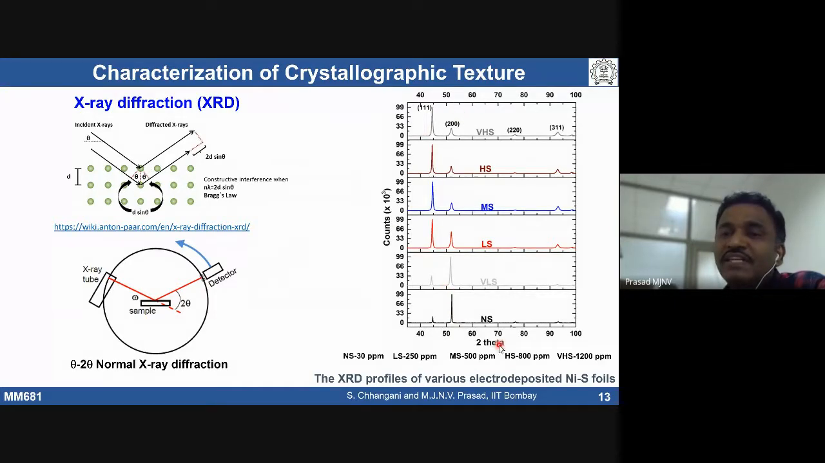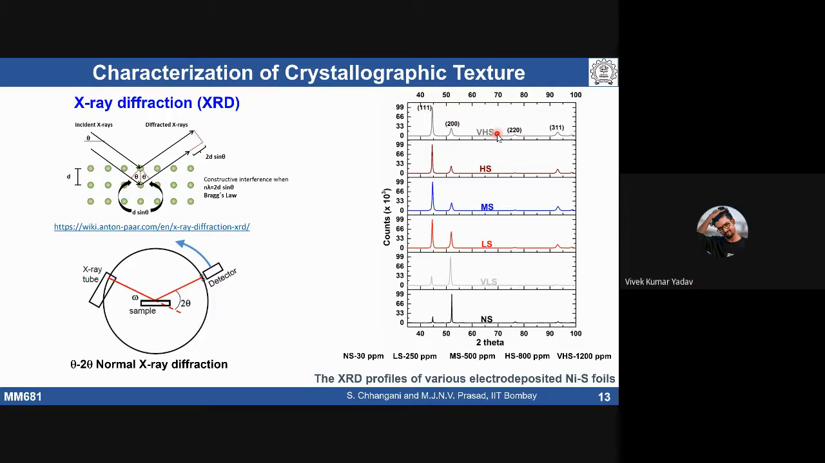However, with increasing sulfur content, if you take the intensity, the area under the curve of each peak, and make a ratio of I200 by I111, what happens? The ratio decreases with increasing sulfur. That means a texture change is taking place, and more 111 grains are forming with increasing sulfur in the material.